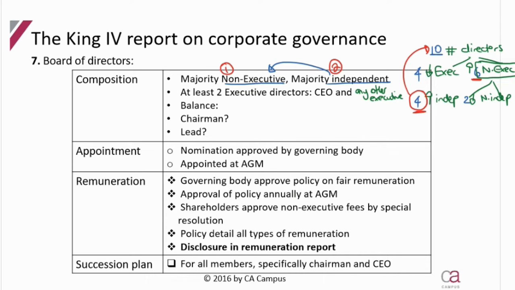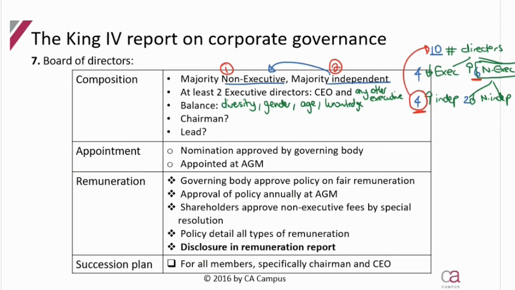The balance of your board. What do we mean by balance? Who needs to be in this board? Well, King 4 has gone a little bit rogue on balance. They're saying they want to make sure there's balance in diversity, in gender, in age, in knowledge. So they've gone and said, nah, I want a lot to be considered when we're looking at who is part of the board. I don't just want you to go and have only men above the age of 60.